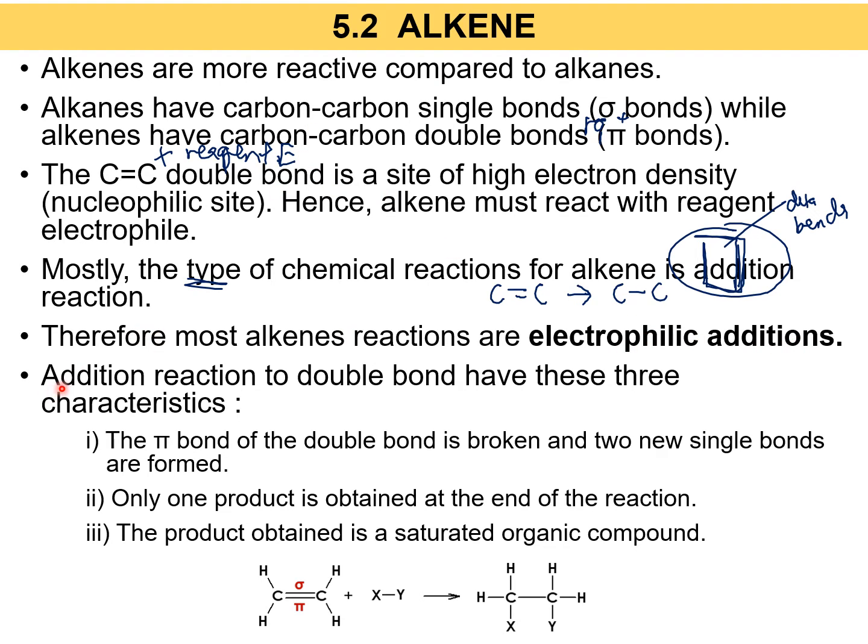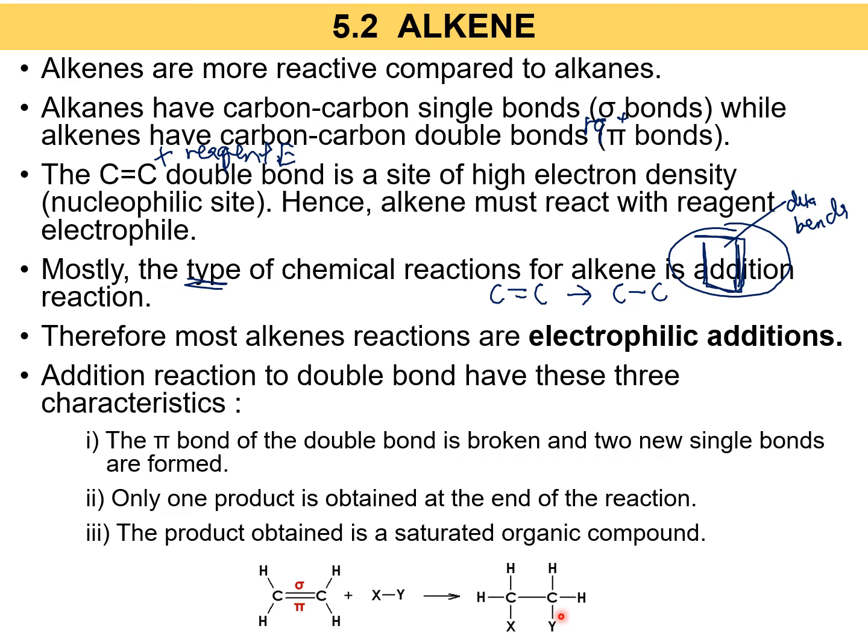Okay, addition reaction of alkenes has 3 characteristics. Firstly, what happens during addition reaction is that the pi bond will break down, so that it will give two new single bonds. You can see, for example, this is an alkene. It undergoes addition reaction with this reagent. So at each of these carbon atoms, the pi bond will break down, and each carbon atom gets two new single bonds. We will add two things, in here we add X and Y.